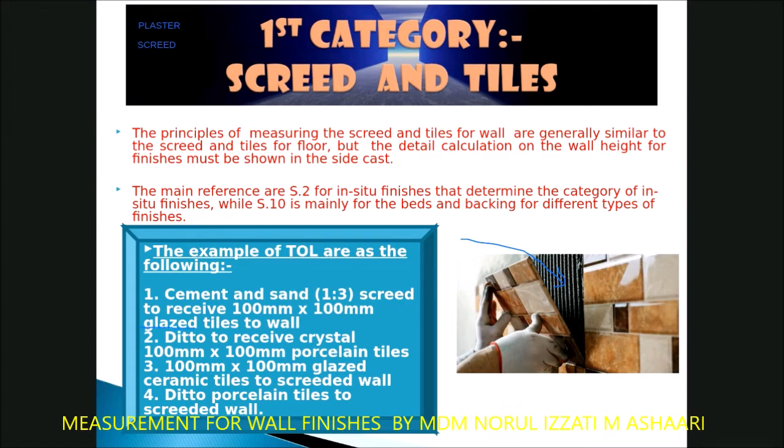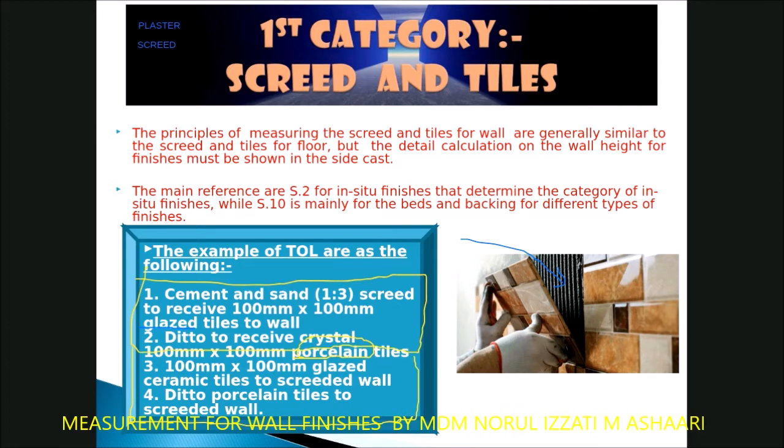Okay, number 2, ditto, but to receive a different category of tiles. The second one is using porcelain tile. Porcelain and ceramic tile is different, yeah, normally expensive, and the surface is neat compared to normal ceramic tiles. Number 3, after you finish all these two in situ, number 3 and number 4 are actually the tile itself.